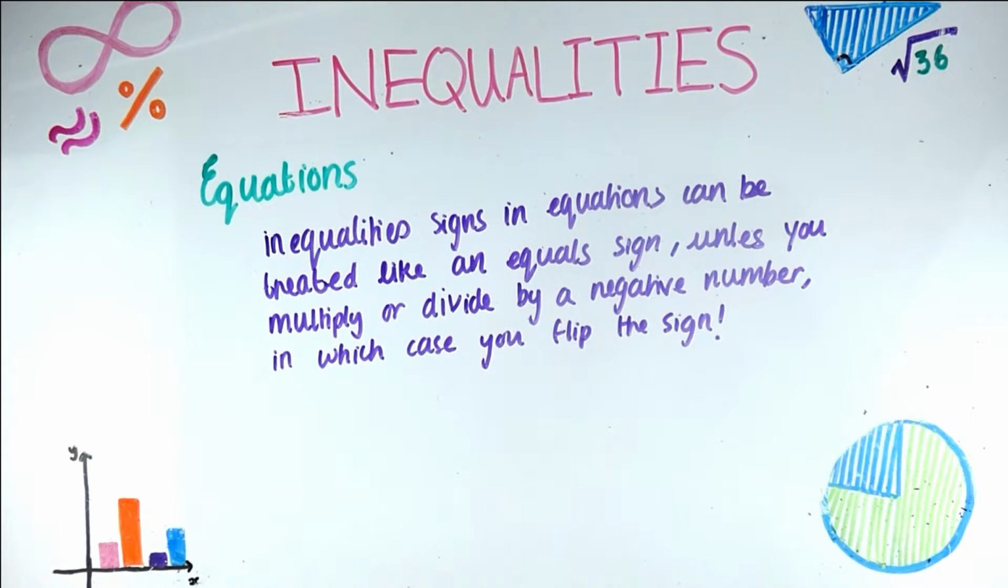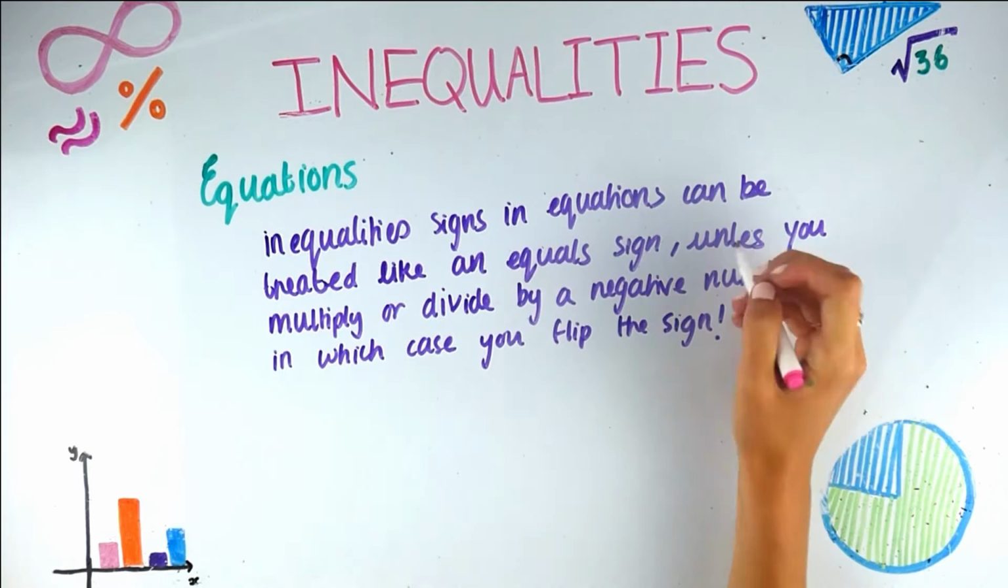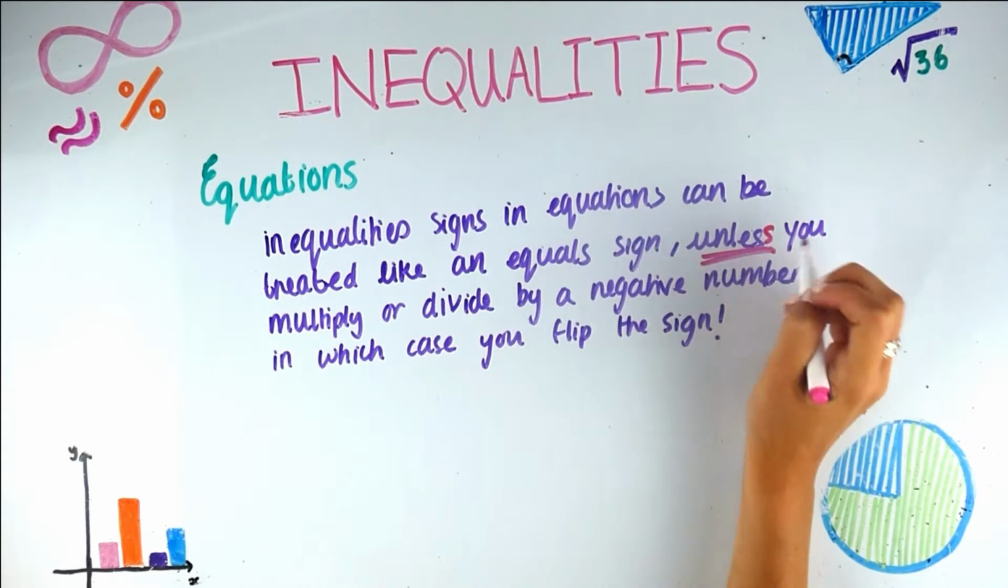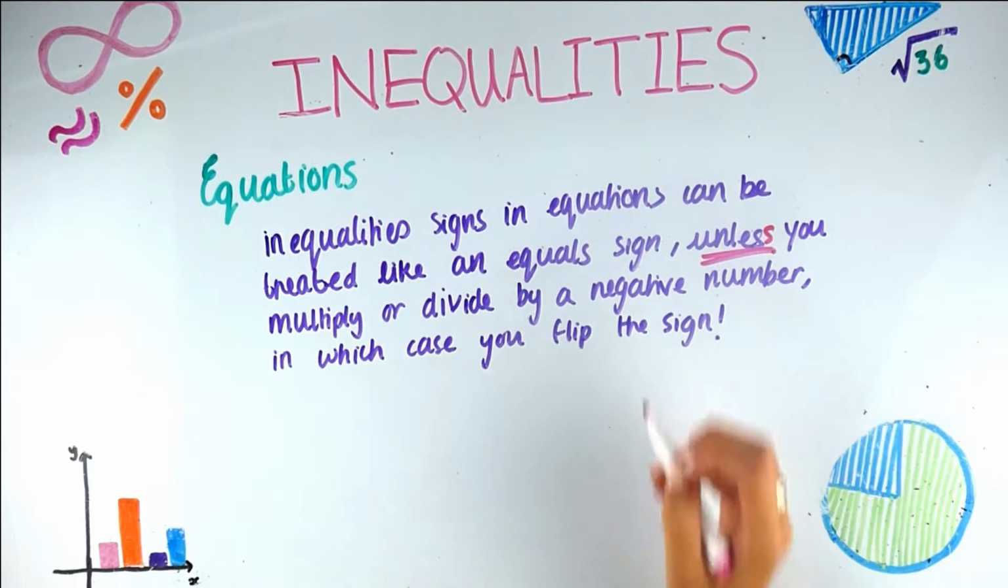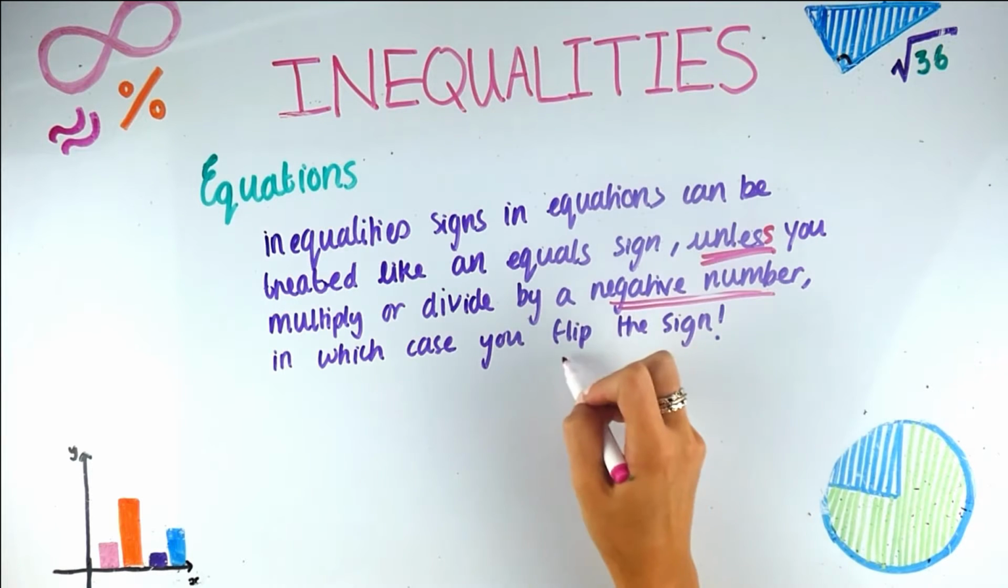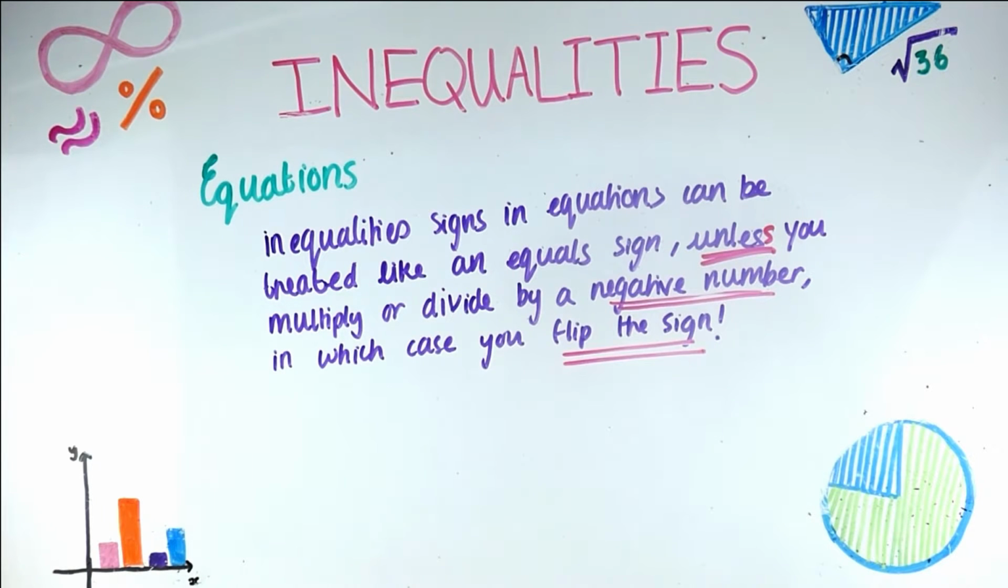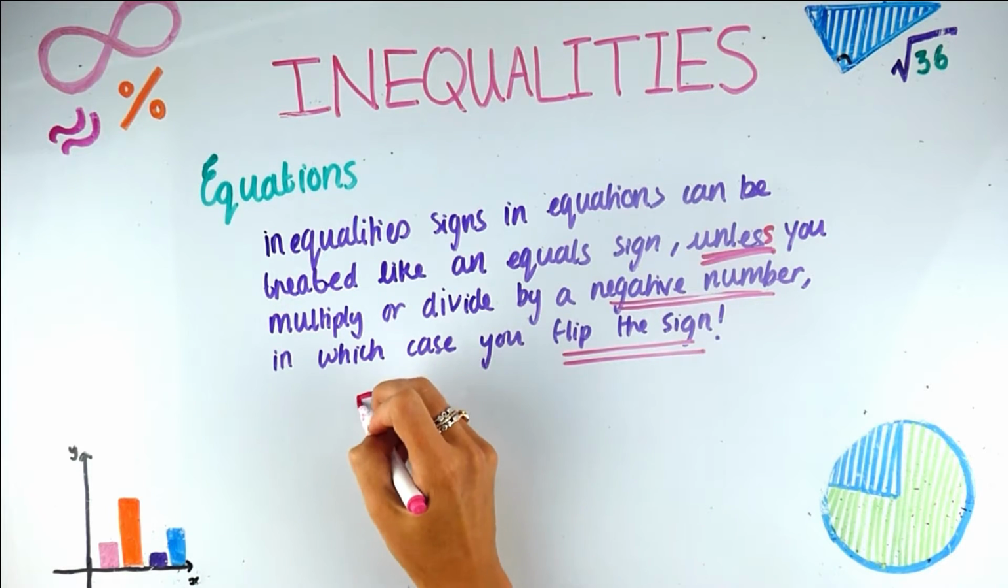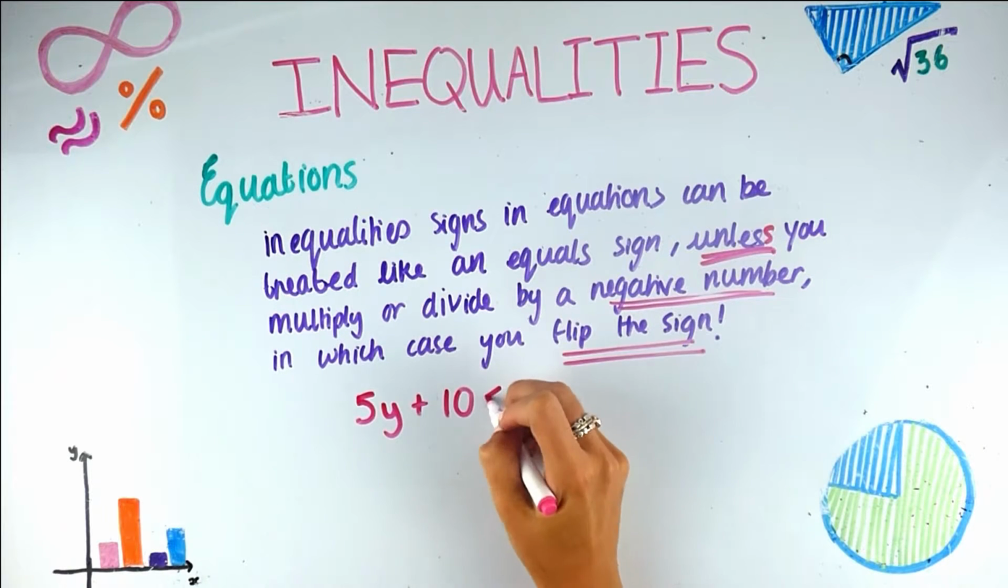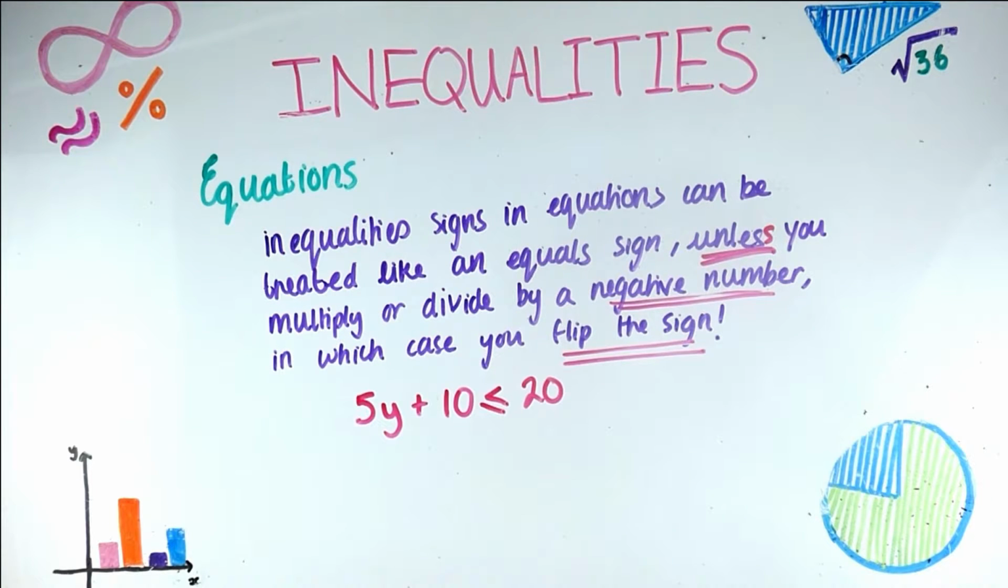Okay, so I've written it out again, I'm just going to say it again just to reinforce the point. So inequality signs in equations can be treated like equal signs unless you multiply or divide by a negative number, in which case you flip the sign. So, for example, it's always easier to see it. So if I have 5y plus 10 is less than or equal to 20.